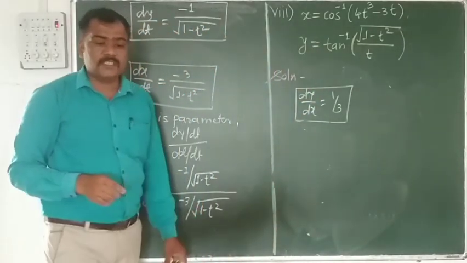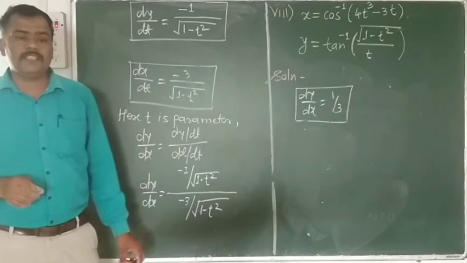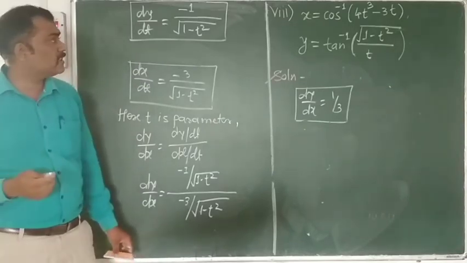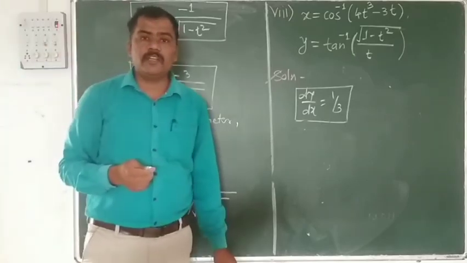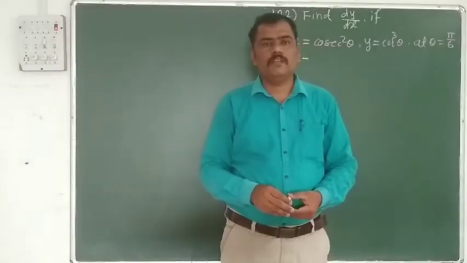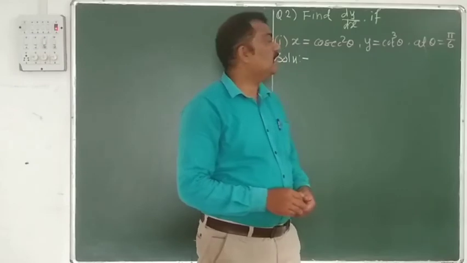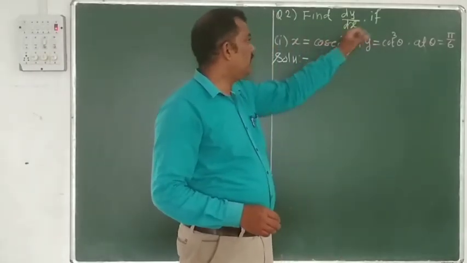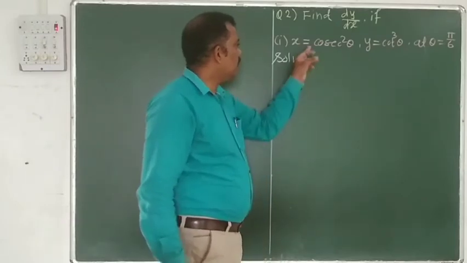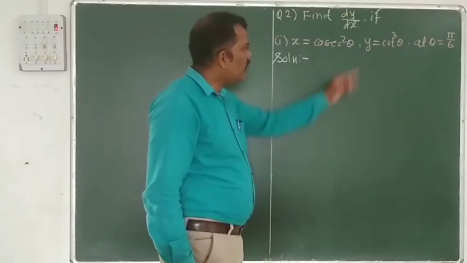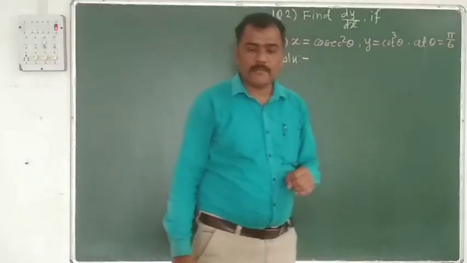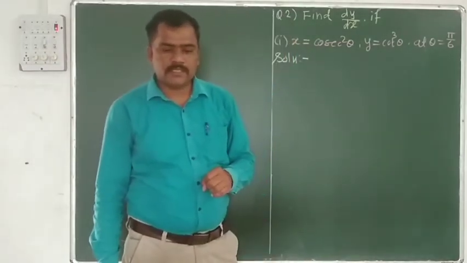Now we have to discuss the next example, that is question number 2. Find dy by dx if x is equal to cosec square theta, y is equal to cot cube theta, and theta is equal to pi by 6.